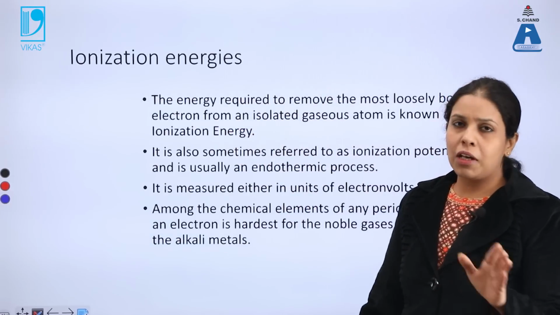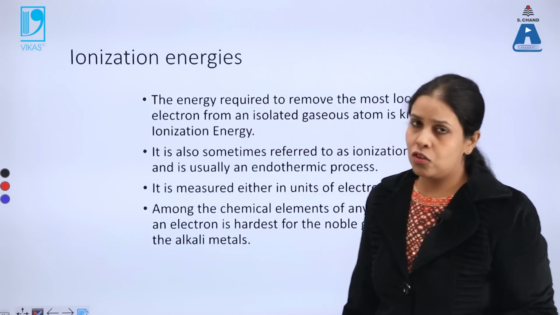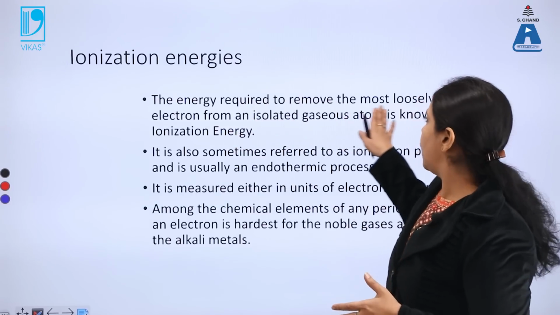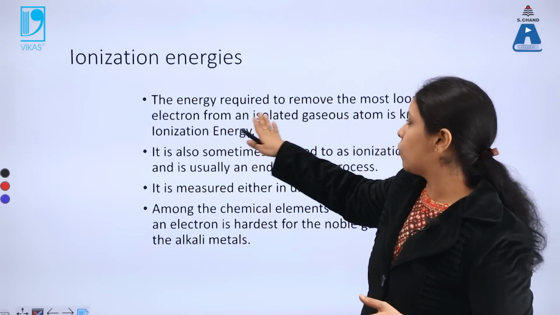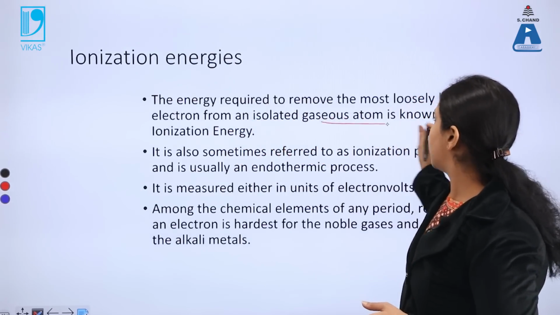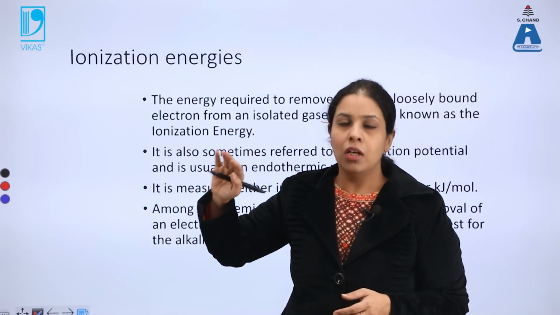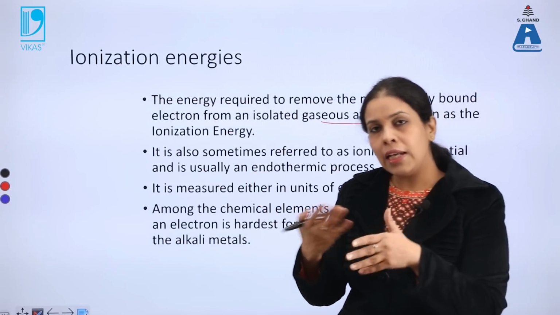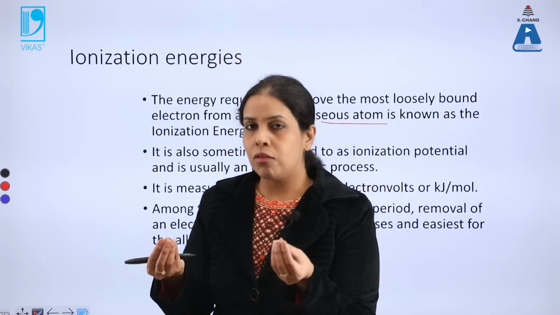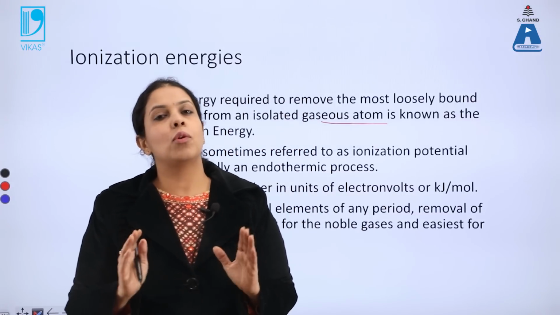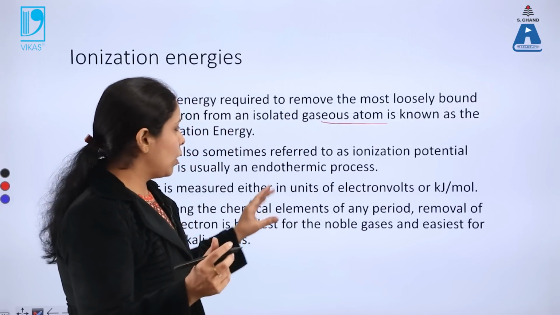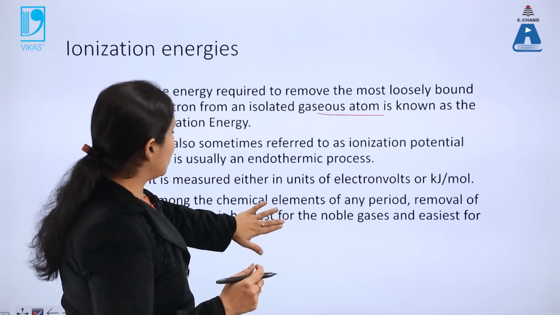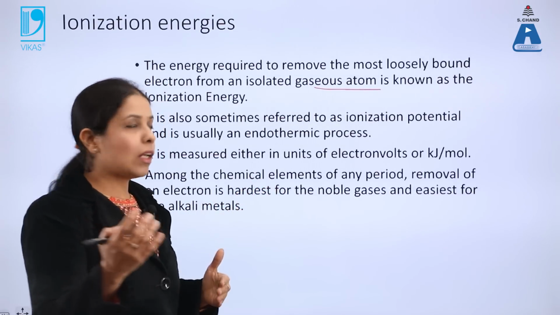Okay, next property, a very important property: ionization energy. As you know, the energy required to remove the most loosely bound electron from an isolated gaseous atom is known as ionization energy. So from the gaseous atom, if we want to remove the electron, then the energy which we provide to that system is known as ionization energy. We have discussed in the last video how these systems have increasing energy.